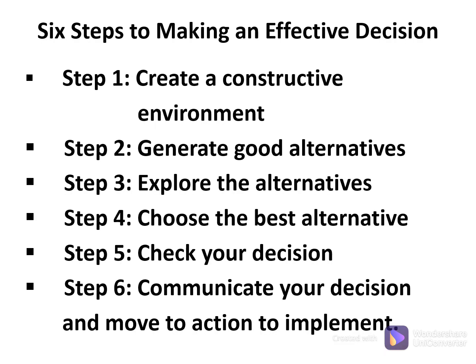Just like the planning process, decision making also has its own process. Number one is to create a constructive environment, that is, to devise different alternative courses of action that will help you to achieve your plan. Generate good alternatives, explore the alternatives, choose the best alternative, check your decision, communicate your decision, and then move to action and implement.